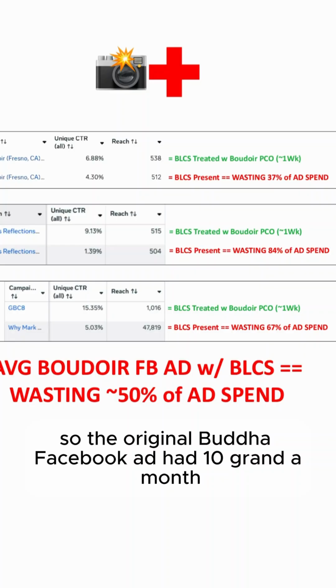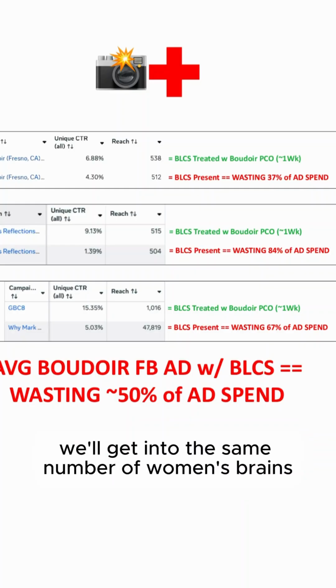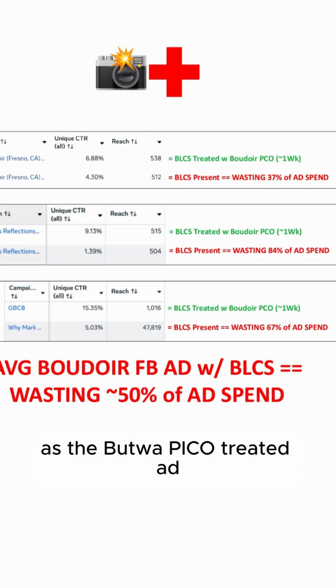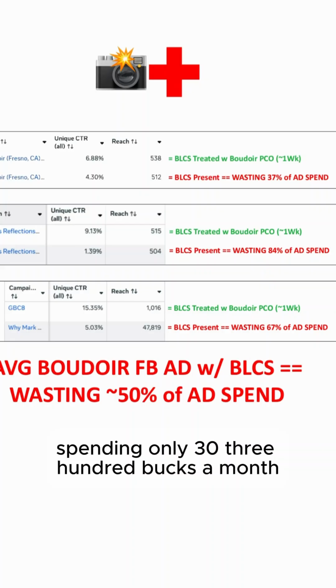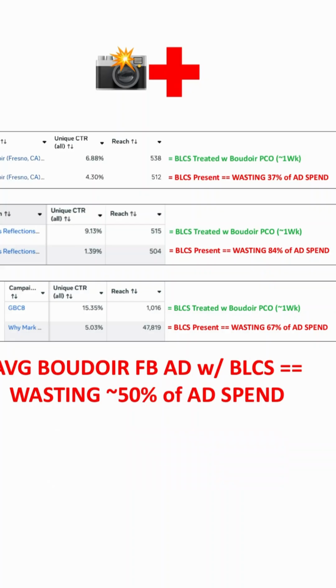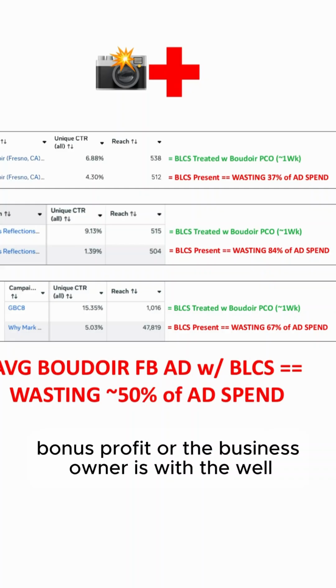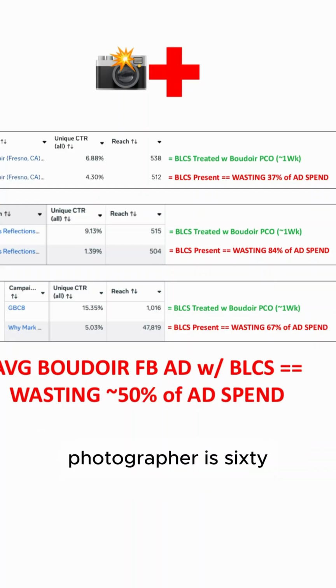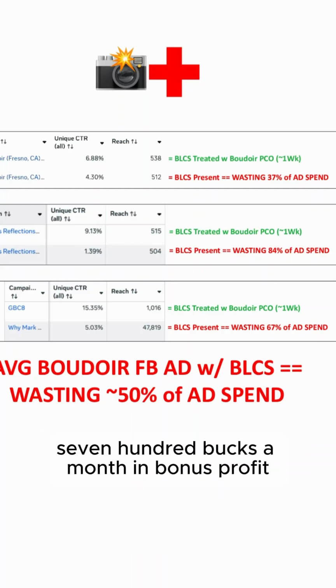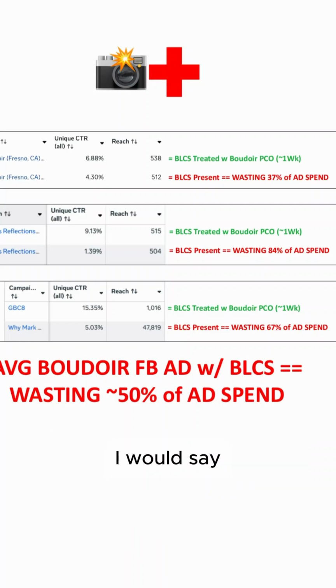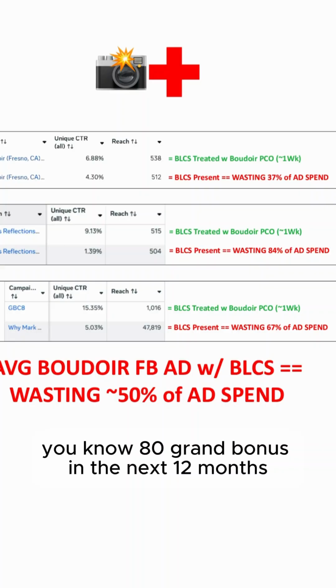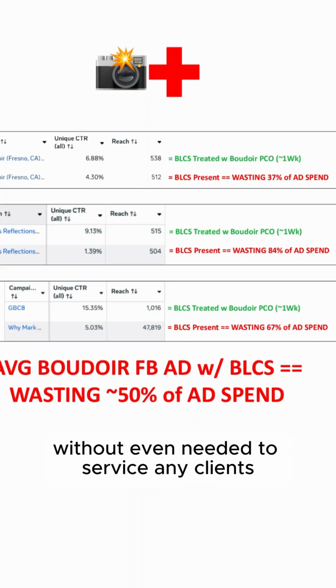So the original Boudoir Facebook ad had 10 grand a month. We'll get into the same number of women's brains as the Boudoir Pico treated ad, spending only $3,300 a month. So that whole difference, we're pocketing that difference as a bonus profit, the business owner, the boudoir photographer, is $6,700 a month in bonus profit by simply not spending that money. I would say, 80 grand bonus in the next 12 months. So insanely good without even needing to service any clients.